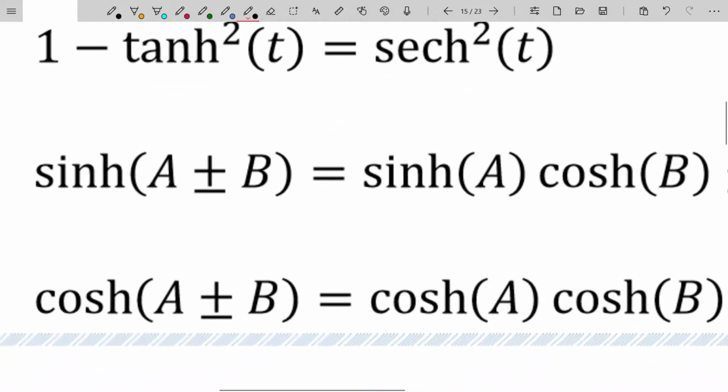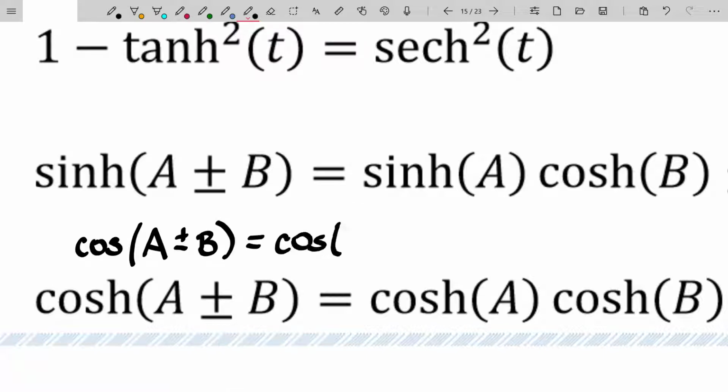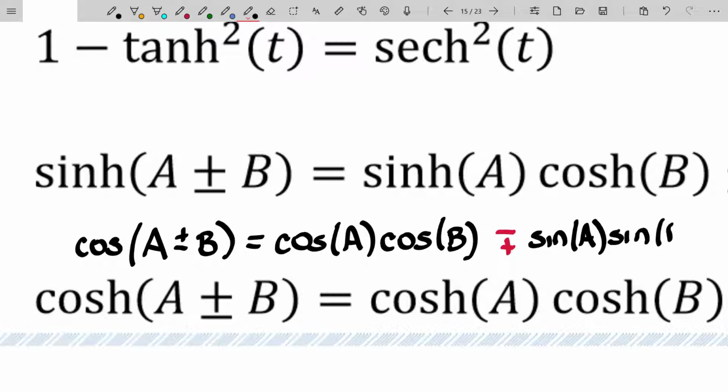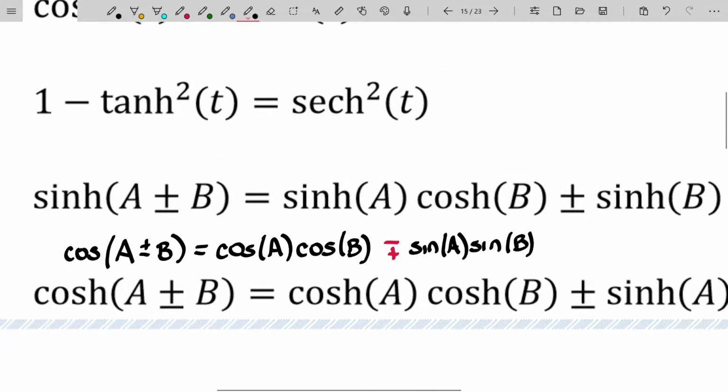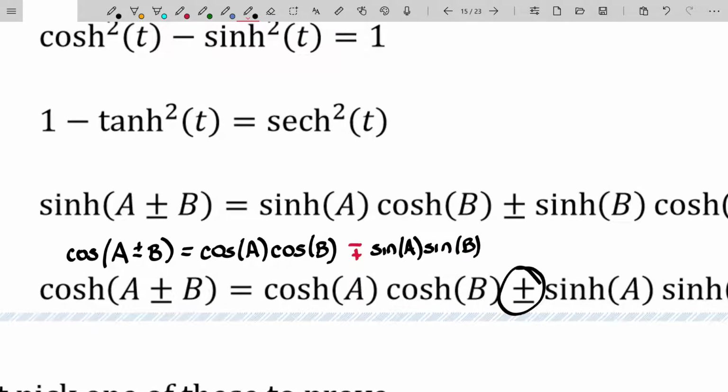The regular old cosine identity was that the cosine of A plus or minus B turned into the cosine of A, cosine of B. But then if it was a plus, it would become a minus. If it was a minus, it'd become a plus, and you would have sine of A, sine of B. And with the hyperbolic functions, it actually keeps the sign. So if it's a plus, it's a plus. If it's a minus, it's a minus. So that is the difference there.